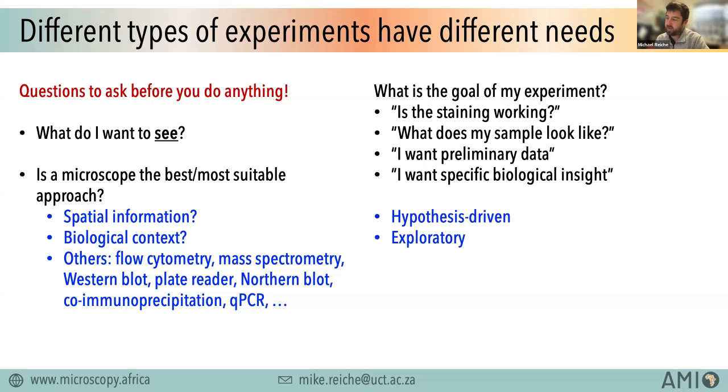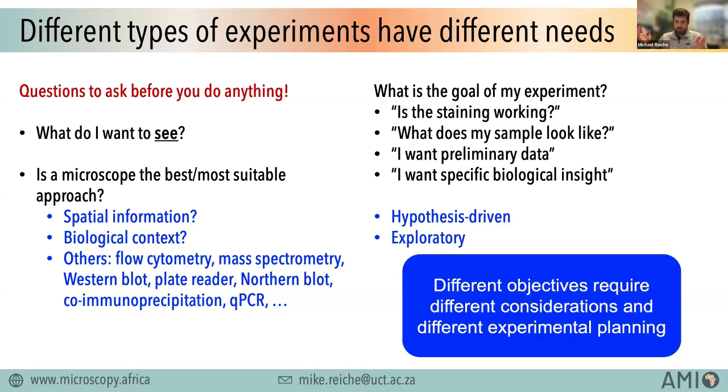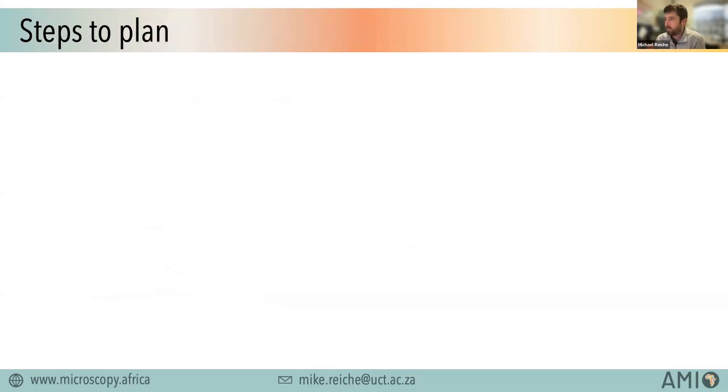You can have experiments that are hypothesis driven, and that hypothesis should always drive what it is you end up planning in your experiment. But at the same time, you can use a microscope to explore and see what is possible with your sample, and what information might be available that you could turn into a hypothesis-driven experiment further down the line. So I want to reiterate that different goals of your experiment require different considerations, and because of that, they'll have different approaches to your experimental planning.